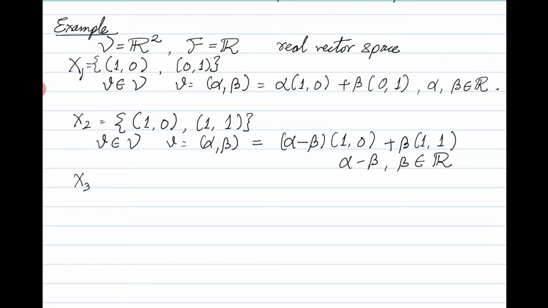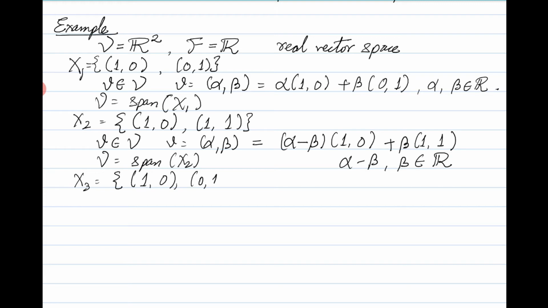Consider another set. So in the first case, V is definitely a span of x1. Here also we get that V is a span of x2. Consider another set x3 which is (1, 0), (0, 1) and (1, 1). We have three vectors in this.